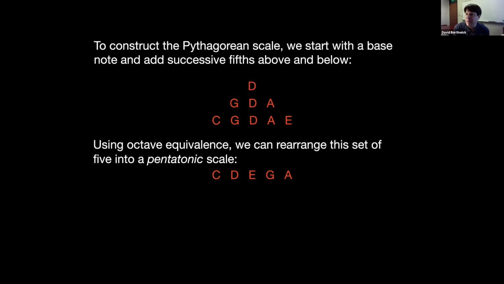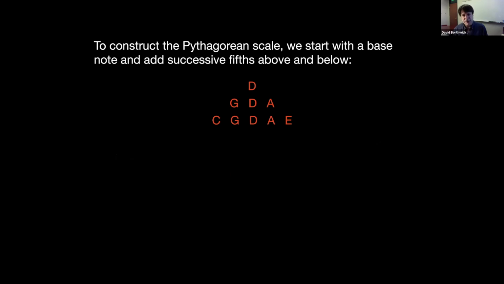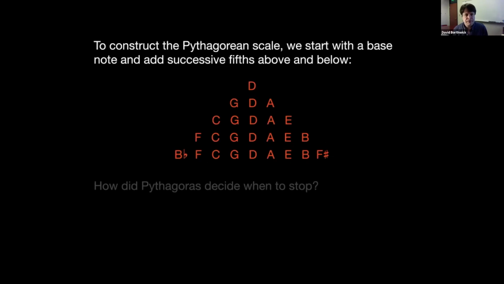So that might have been a good place to stop, and for a lot of folk music, that is where you stop. You just use the pentatonic scale, and it generates a lot of good melody. But Pythagoras kept going, kept adding fifths. And so the next question we need to figure out is why stop at a particular point? You could just keep adding fifths.